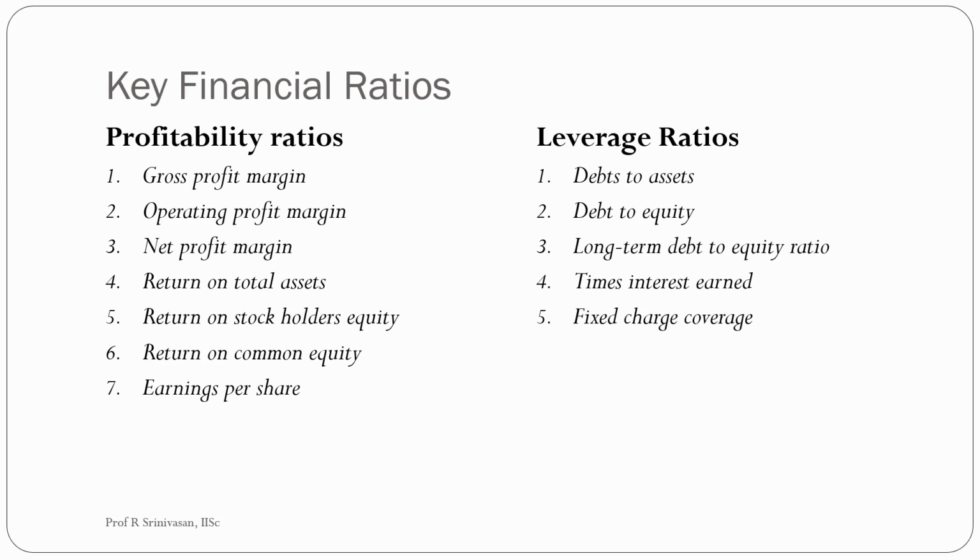So, many large financing companies provide long term debts to organizations. So, how do they provide this? They make this calculation of long term debt to equity ratio before extending further credits to this organization. The fourth ratio that you are looking at is the times interest earned.